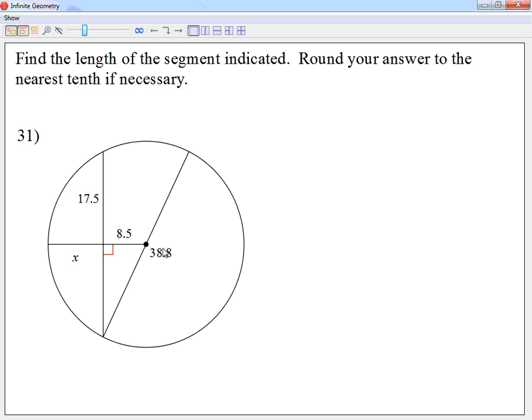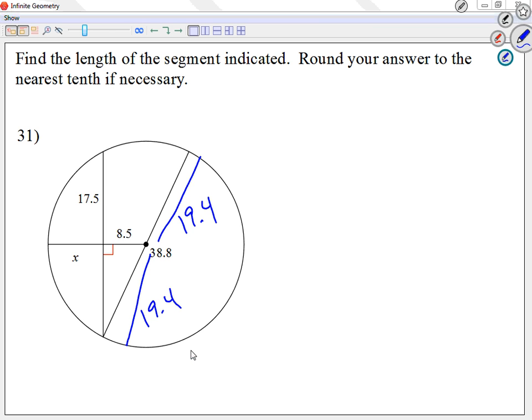See how the 38.8 is by the point in the center? That means the whole diameter is 38.8. So the radius is half of that. So I'm going to say this radius is 19.4. That's the half of 38.8. Right? Radius is only half of the diameter. I'm going to say this other radius, it's also 19.4. There's even another radius there. The other radius is here. And we know that it's also 19.4.